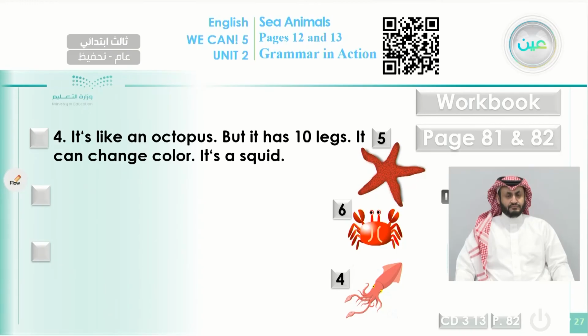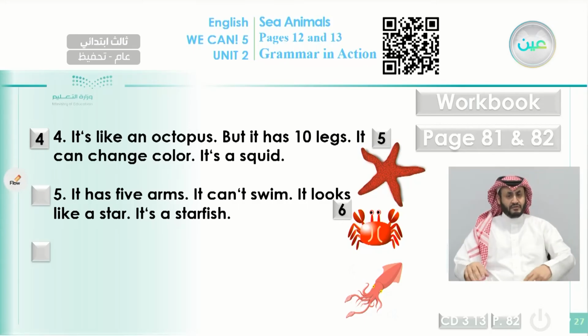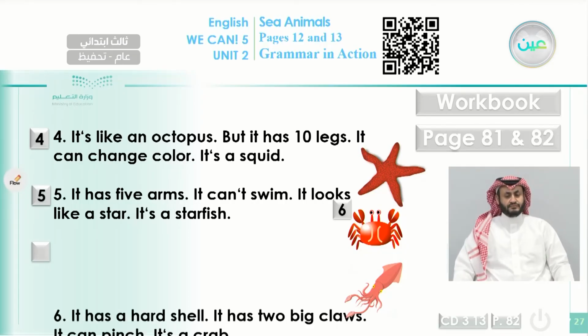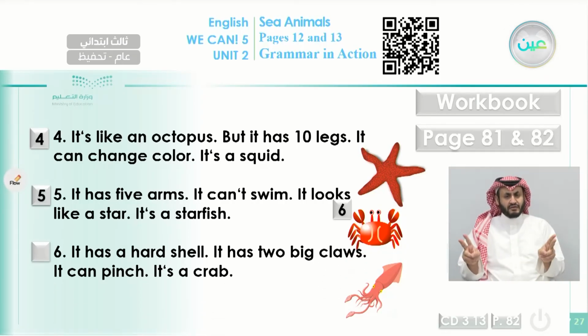It's like an octopus, but it has 10 legs. It can change color. It's a squid. It has 5 arms. It can swim. It looks like a star. It's a starfish. It has a hard shell. It has 2 big claws. It can pinch. It's a crab.